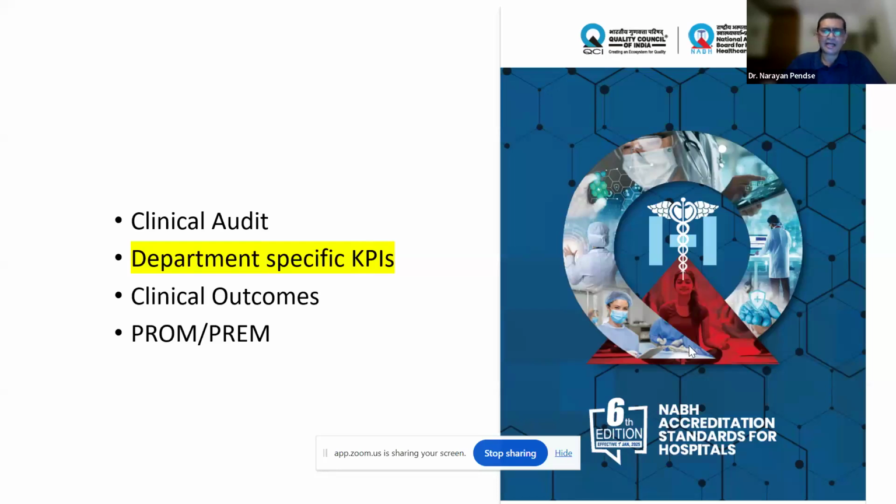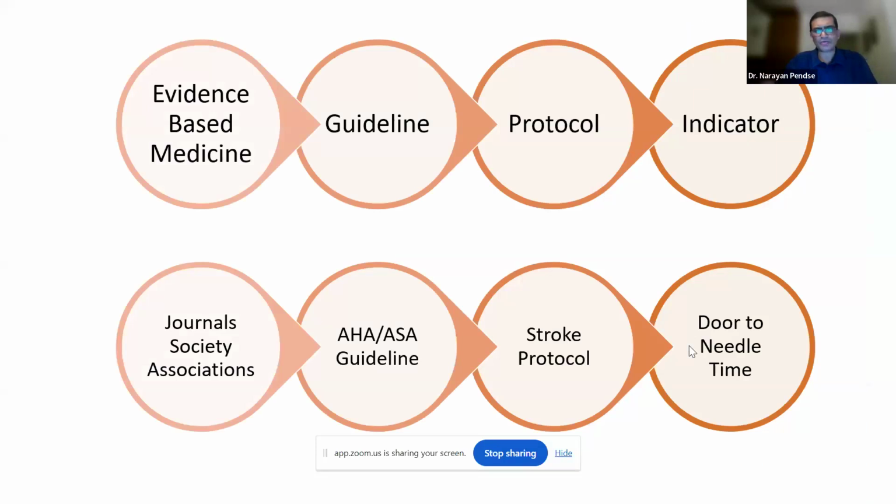However, the guidance issued by societies, professional societies, journals, etc., remain supreme for clinical practice, and we should always keep this in mind. So, the focus this time in sixth edition is on clinical audits, on department specific KPIs, some of which we are going to discuss in this session, on clinical outcomes, and of course on PROMs and PREMs. So, overall, the focus is coming now into clinical care, into the actual care being offered to the patients and how to monitor. But please remember, there is a larger purpose and the flow of indicator.